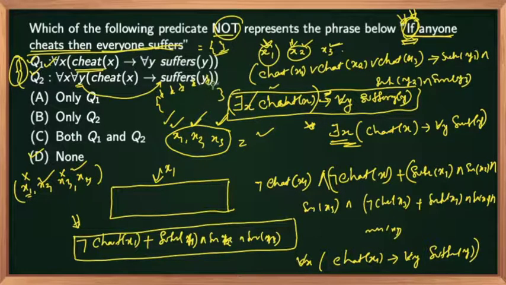So that means you cannot say there exists a person, if he is a cheater then everyone suffers, right? It's not like that. So there is an if here. Remember this if here, and then we are saying if anyone cheats then everyone suffers. Now let's see what we mean by model.